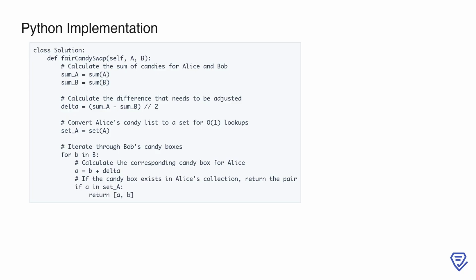5. Check if the swap is valid. If the candy box A exists in Alice's collection in set_a, then the pair A, B is returned as the solution, as this swap will balance their total candies. This approach ensures efficiency by leveraging set lookups and avoids unnecessary nested loops, resulting in a time complexity of O(n + m), where n and m are the lengths of Alice's and Bob's candy collections, respectively.